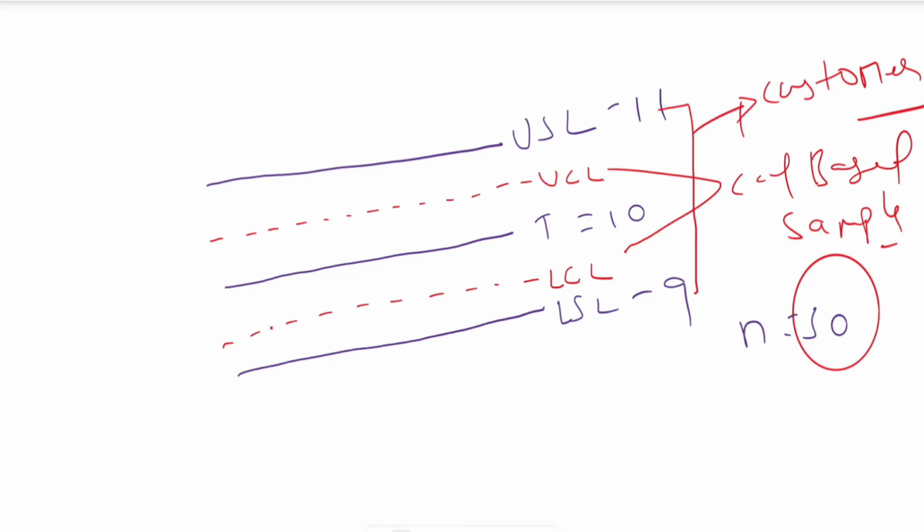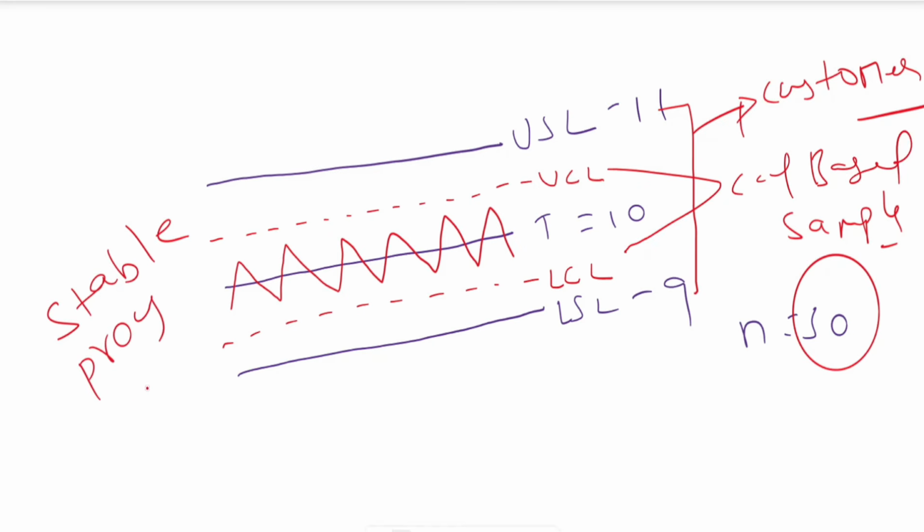When I plot these 30 samples over here, all 30 points are within the control limits. We can say it is a stable process. Why are we calling it a stable process? Because all the points are within the control limits. There is no point crossing above the upper control limit or below the lower control limit. That's why we are calling it a stable process.